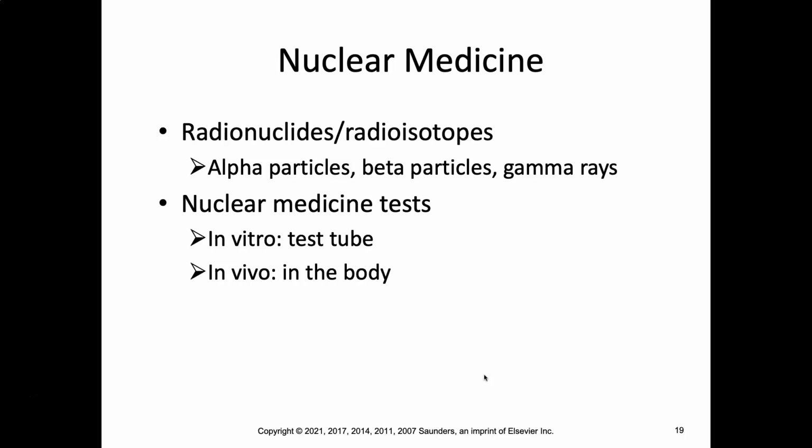Gamma rays are the strongest, the most effective. Not really sure why. They just have greater penetrating ability than alpha and beta particles, but I'm sure if you wanted to get into that, you could get right down to the nitty-gritty details. There are two types of nuclear medicine tests. One is in vitro, test tube, and one is in vivo, in the body. So if you're thinking in vitro, that means it's come from the body and the nuclear medicine is being applied outside the body. So be thinking blood, urine, that sort of thing.